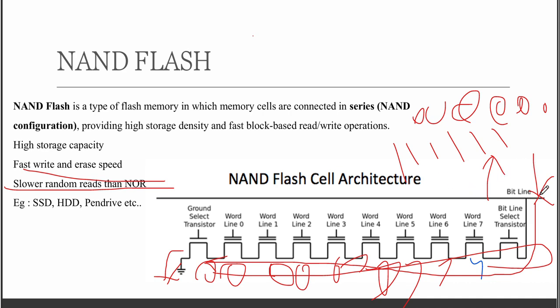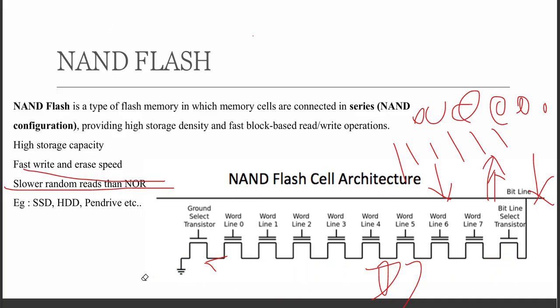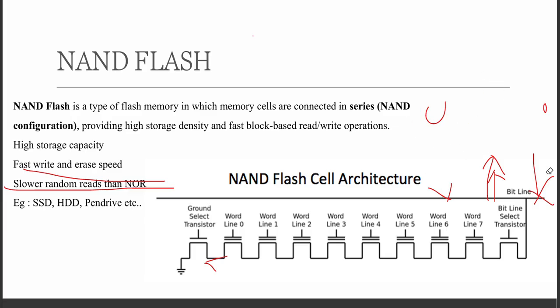If you want to write the data, I just need to pull this bit line upward, which means the supply goes into all the transistors. If I want to erase the data, I need to pull this bit line downward, which means all the supply will be lost, and the supply stored in the transistors will move to the ground. Okay, so this is how the write and erase operations are performed inside the transistors. And again, the read is much slower than the write operation.